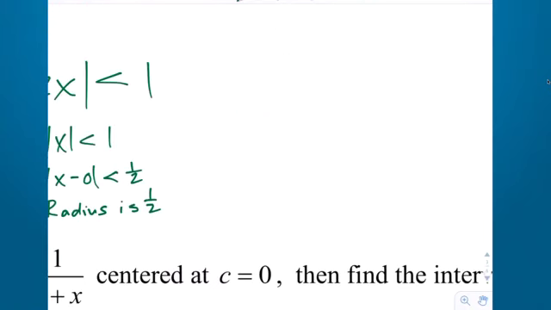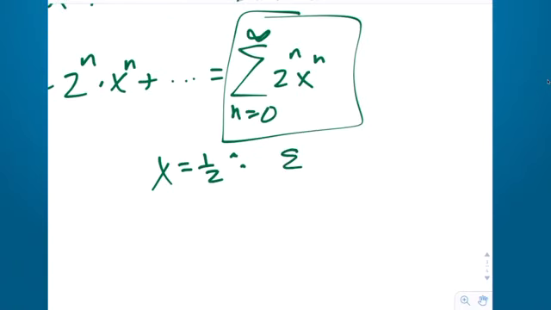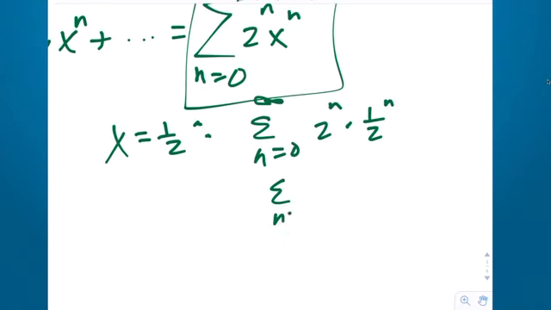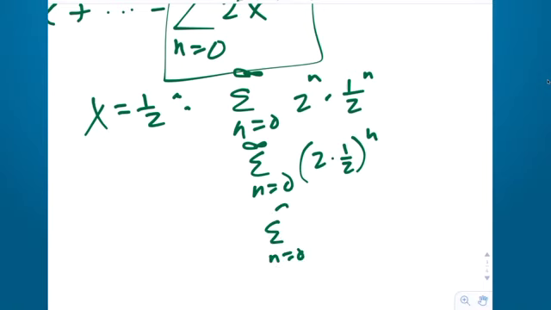So if our center is 0, and I'm going plus 1/2 on this side, and minus 1/2 on this side, then my boundaries are negative 1/2 and 1/2. That's kind of obvious here because it's centered at 0. But let's test out the endpoints. When x equals 1/2, let's do that first. You're going to get the sum from n equals 0 to infinity of 2 to the n times 1/2 to the n. Well, that's the same thing as 2 times 1/2 to the nth power, which is 1.